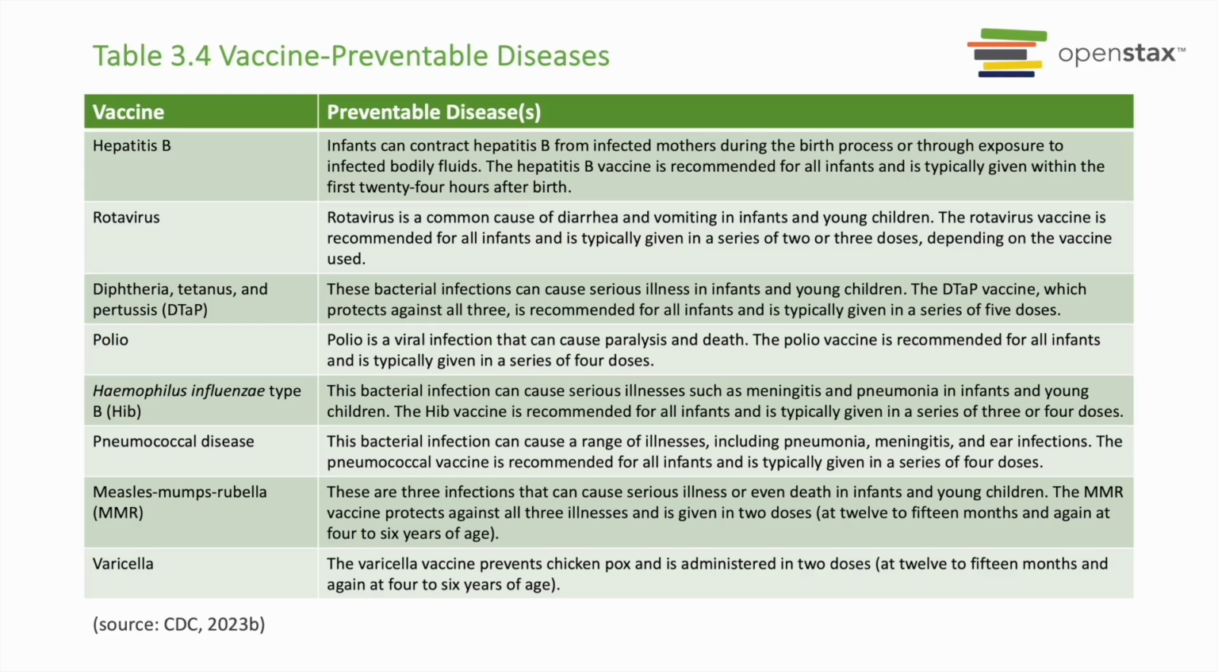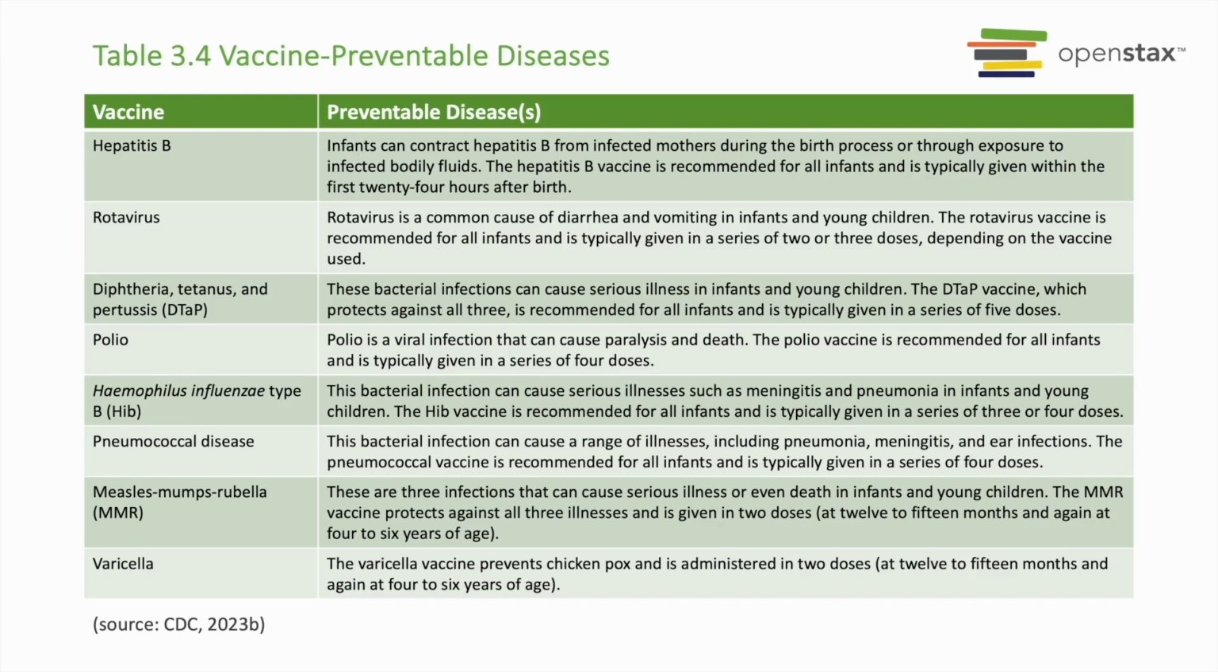Polio. Polio is a viral infection that can cause paralysis and death. The polio vaccine is recommended for all infants and is typically given in a series of 4 doses. HIV. This bacterial infection can cause serious illnesses such as meningitis and pneumonia in infants and young children. The HIV vaccine is recommended for all infants and is typically given in a series of 3 or 4 doses.